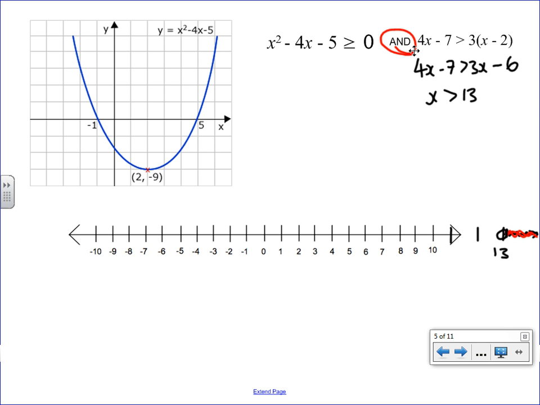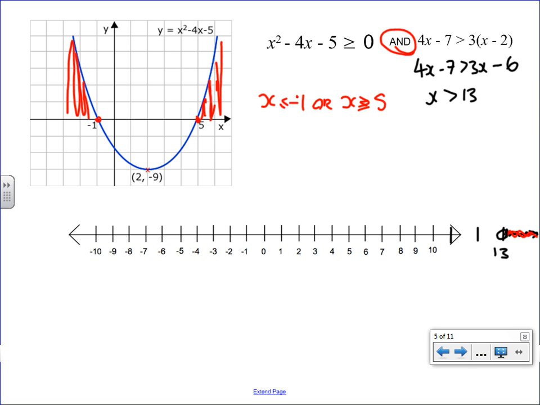Can you solve that one? So we're looking for where the graph has a height bigger than 0, or equal to 0. So those are the points where it's 0. And then all of this is a height that's bigger than 0. So it's going to be x is less than or equal to minus 1, or x is bigger than or equal to 5.